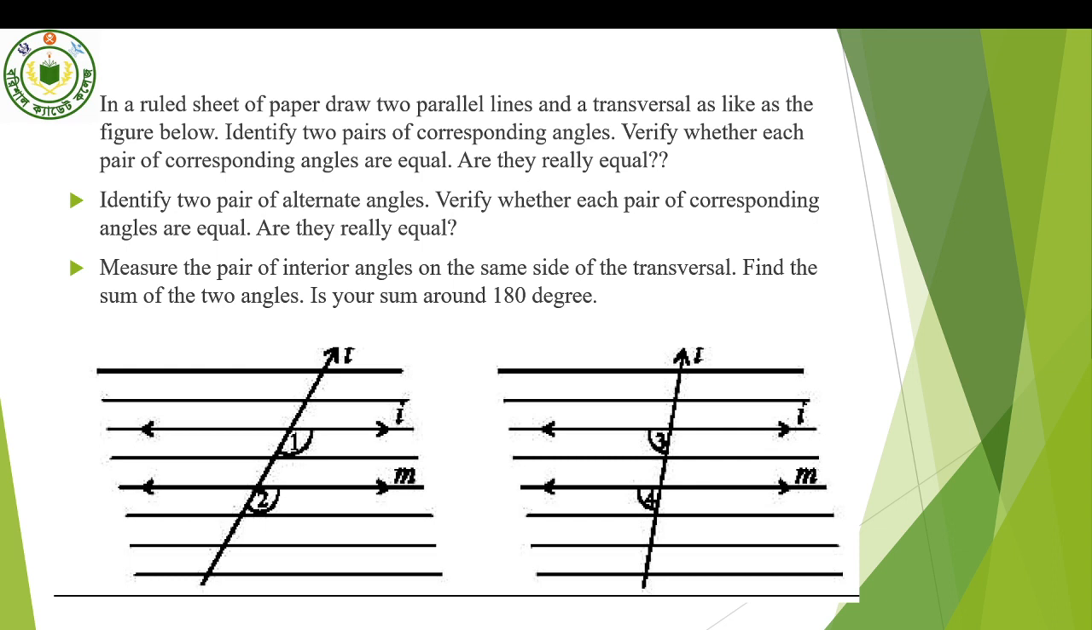Find the pair of internal angles on the same side of the transversal, measure them and find the sum of the two angles, and verify whether your sum is around 180 degrees or not. Please take pen and paper and do this. After doing this, we'll get some result.